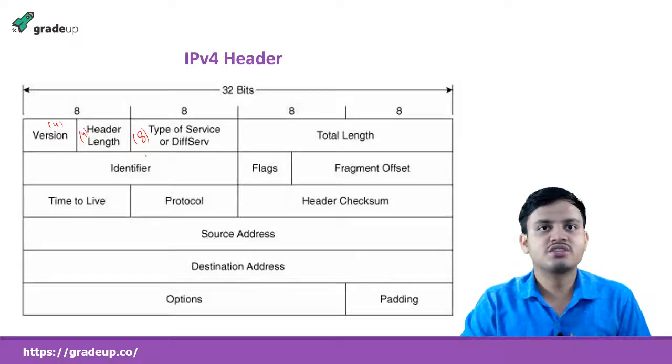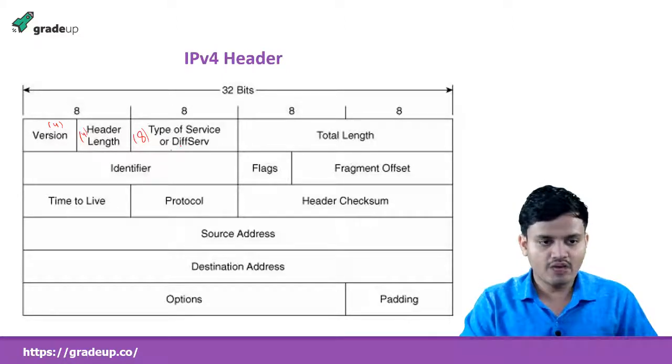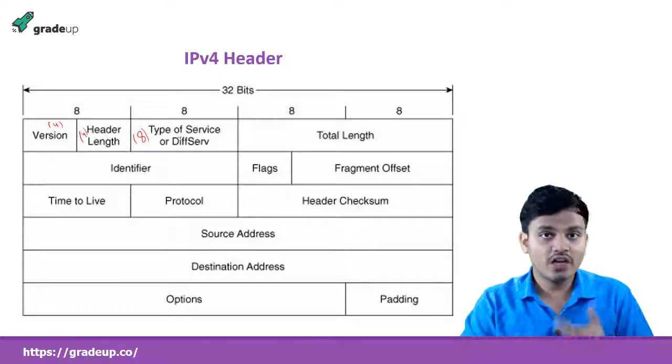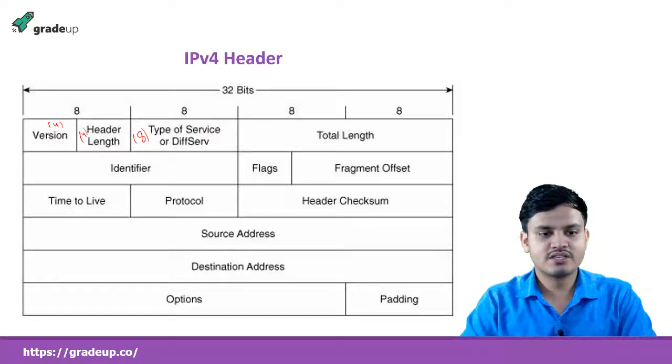In type of service, what we are actually saying is that if you want to send your packet through less traffic, then you can give priority from this, and if you want to make sure that it will be delivered fast, then you can set some kind of priority here. So these 8 bits will determine the priority of the packet. Okay, and that is the type of service.